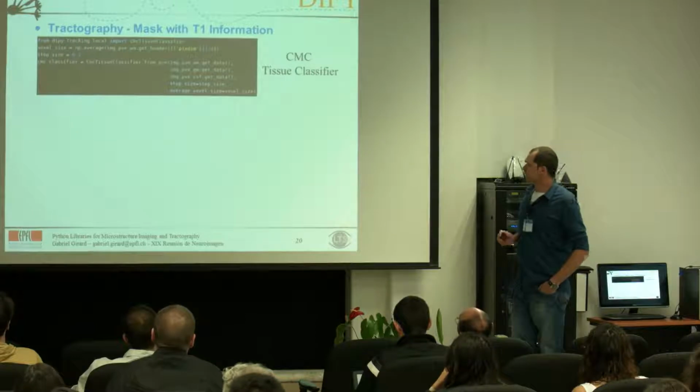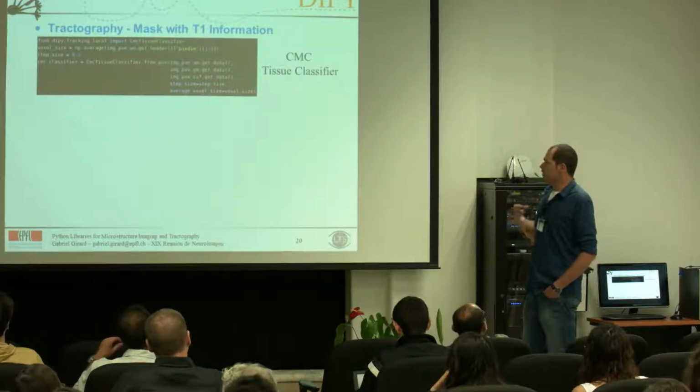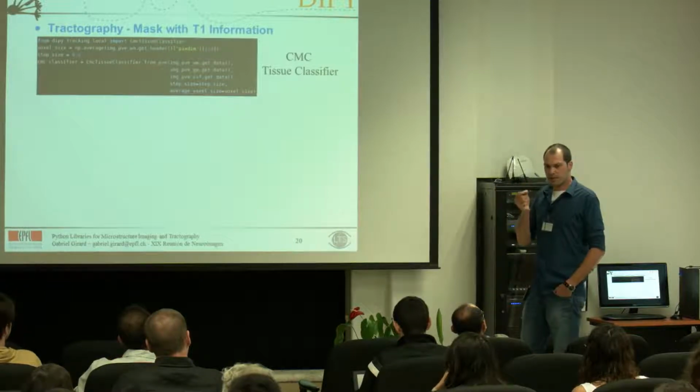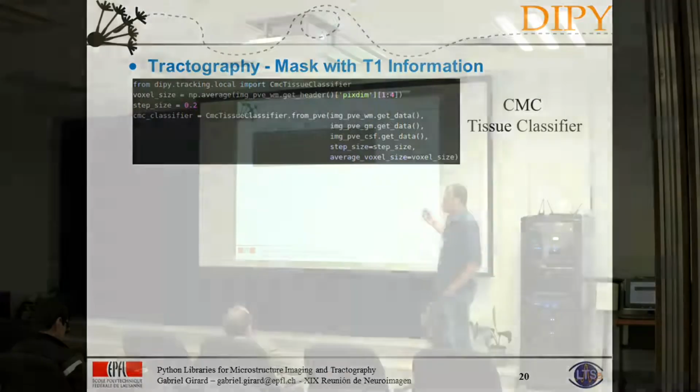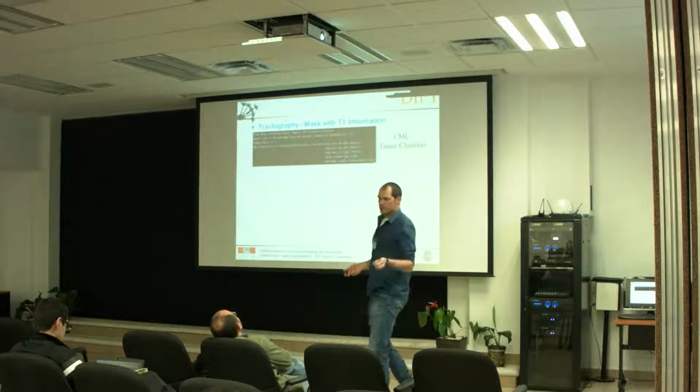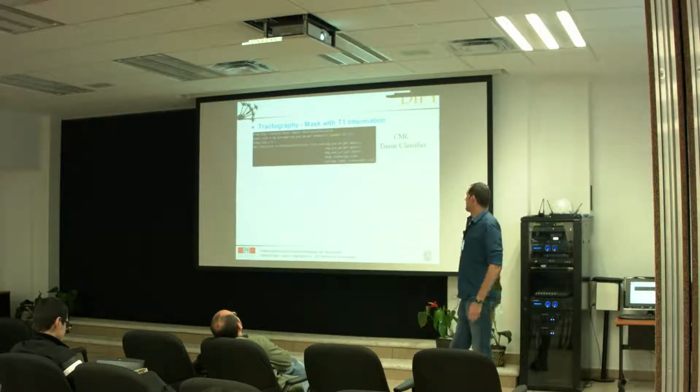If you want to do like yesterday and use either the CMC algorithm, which is the probability based on the partial volume fraction, you can define it, or the ACT tissue classifier is very, very similar, that you can define from the 3 partial volume fractions. You need to provide additional parameters like the step size for tractography and the average voxel size of the image. But this way, you have a tissue classifier that can tell you the streamline stops in the white matter, stops in the gray matter, stops in the CSF, and you can do something else out of it.